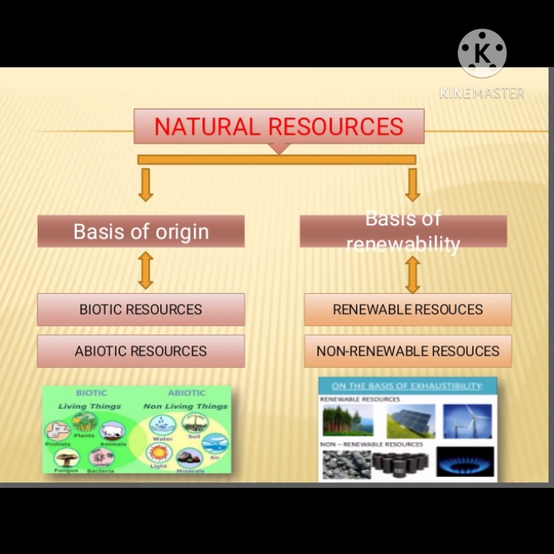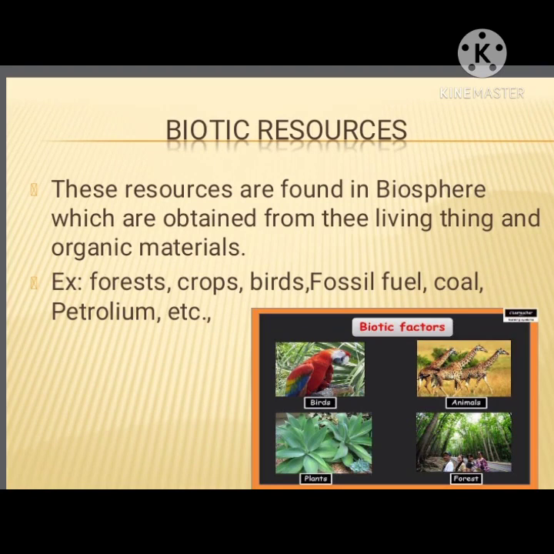Next, natural resources are classified into two types. One is on the basis of origin, another one is on the basis of renewability. Basis of origin is divided into two categories. One is biotic resource, another one is abiotic resource. And basis of renewability has two types. One is renewable resource, another one is non-renewable resource. Let me see about these resources one by one.